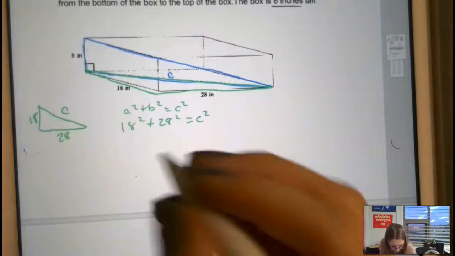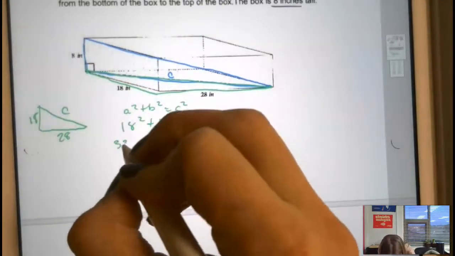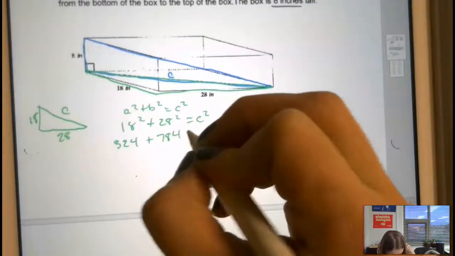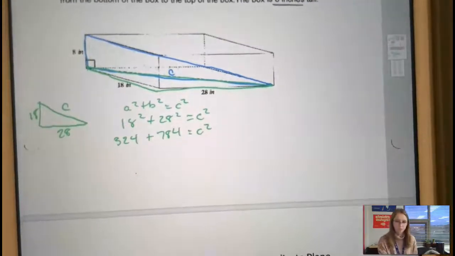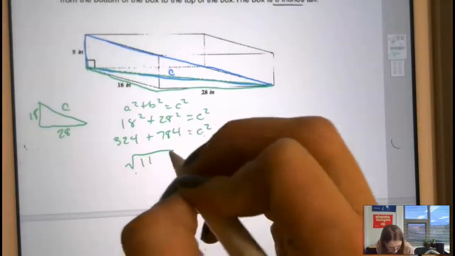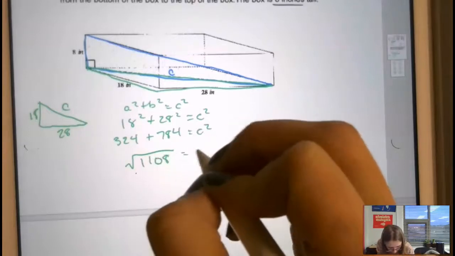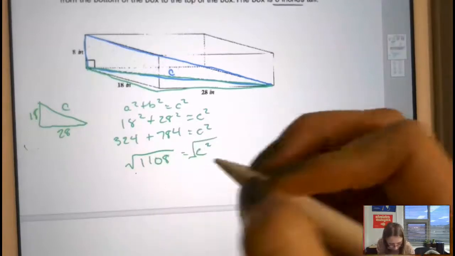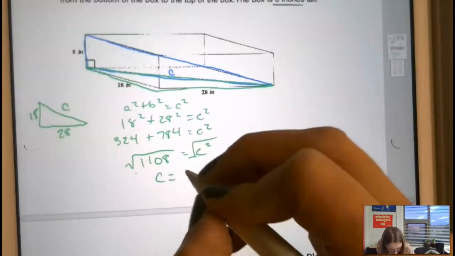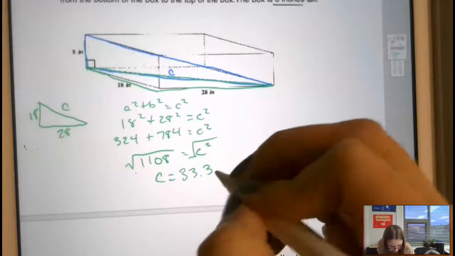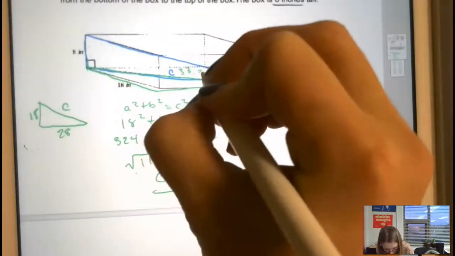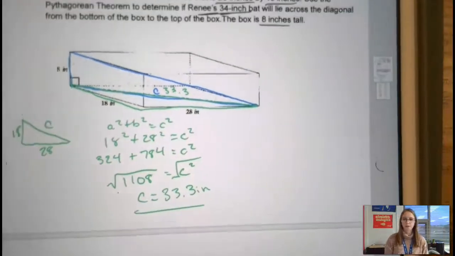Okay, so we get 324 plus 784 equals c squared. Now what we can do here is take the square root of 1108, and we would get c equals approximately 33.3 inches. Okay, so that is what we're going to plug in there.